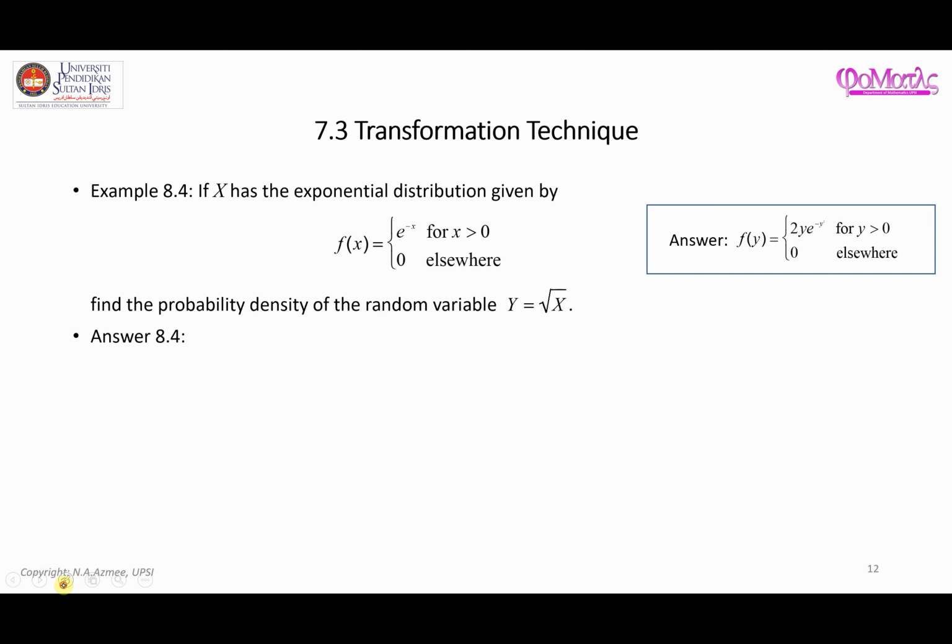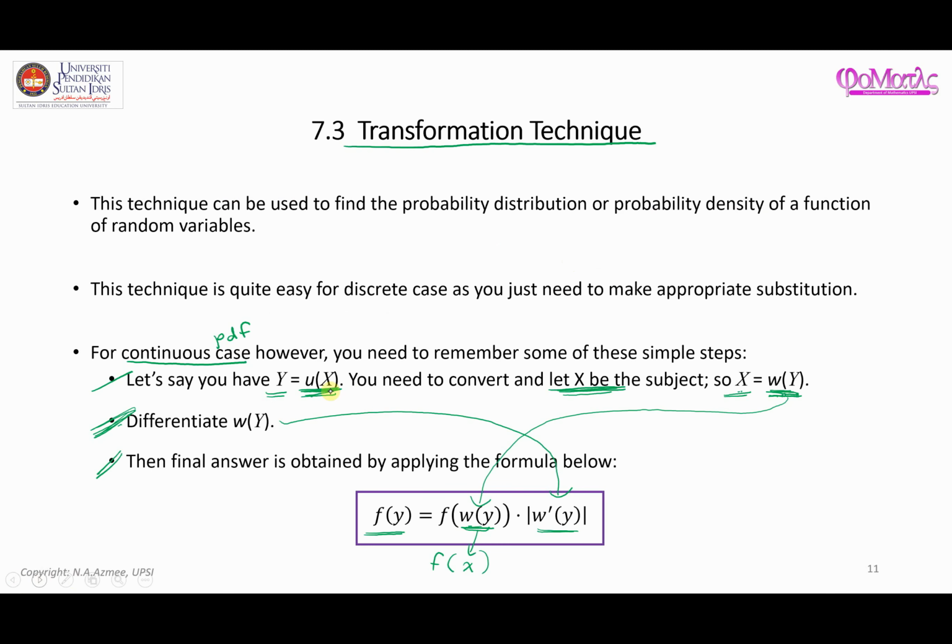Okay, so in this example, we have a random variable x that has the exponential distribution that looks like this, where x is greater than 0, and we have a new random variable y, which is equal to the square root of x. So here is the function which is defined as u(x), as given by this part here. So y is equal to a function that has x in it.